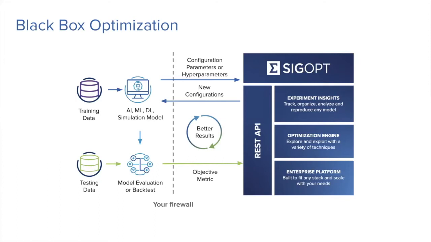So again, on the left, that's all you. On the right, what we're showing in this picture is the SigOpt API. Again, this could be other ways of solving black box problems, but what you see on the right is the SigOpt API. And what we need from you, and why we call this black box optimization, is to define the parameters that go into your model.